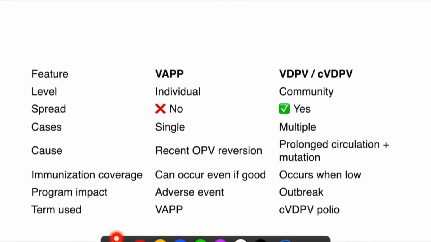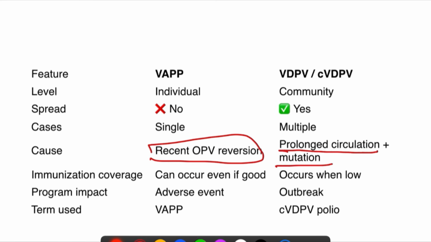Now we'll summarize the difference between vaccine-associated paralytic polio and vaccine-derived poliovirus. Both are different things. Vaccine-associated paralytic polio occurs in a single isolated individual, and in vaccine-derived poliovirus the virus circulates in the community. So there are multiple cases here, whereas there is only a single case there. In the case of vaccine-associated paralytic polio, there is a recent OPV administration, but in the case of vaccine-derived poliovirus, there is prolonged circulation and mutation. Another important difference is that the former can occur if the immunization coverage is good, while the latter occurs when the immunization coverage is low.